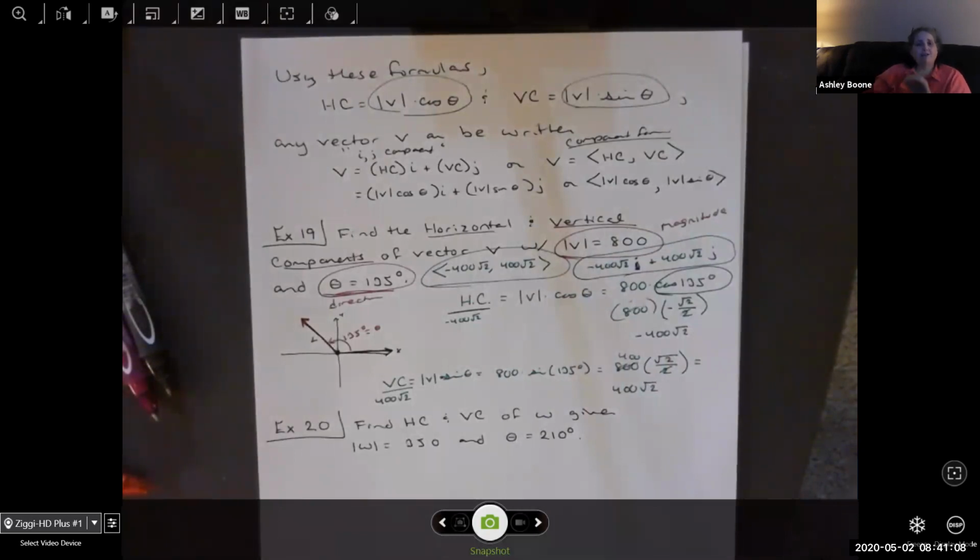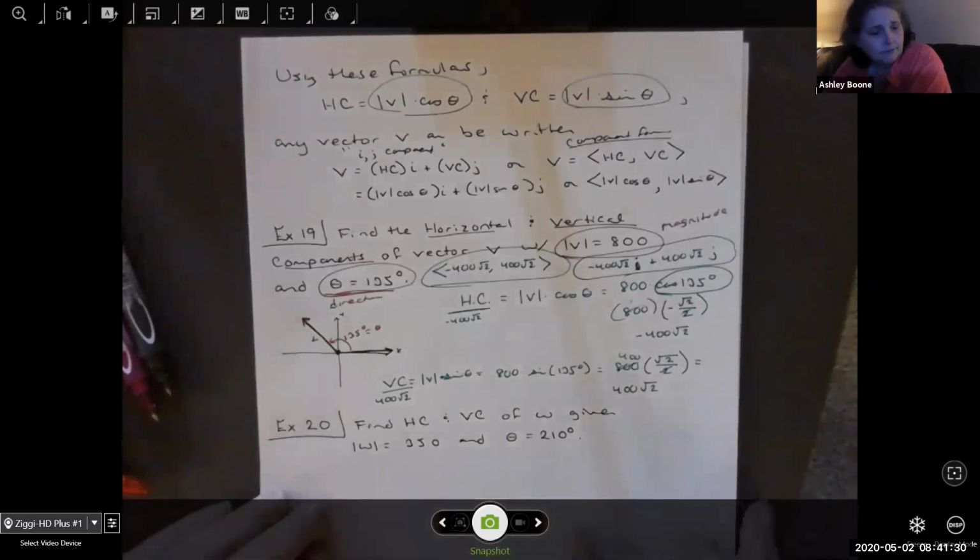Make sure your angle is the central angle, meaning starting in that standard position. There are times when we're going to have to manipulate some things to get the theta so that we can use this. But we can always take magnitude times cosine and sine to get the components of our vectors. Try number 20. Okay, let's look at number 20.